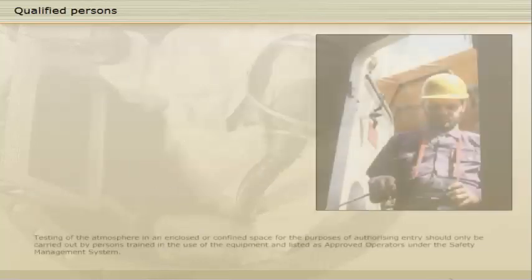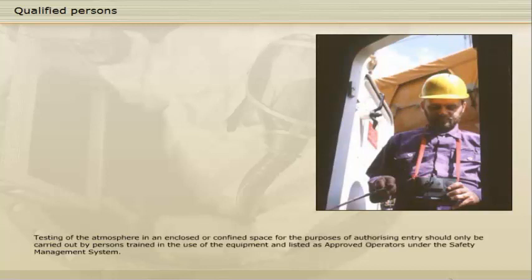Testing of the atmosphere in an enclosed or confined space for the purposes of authorizing entry should only be carried out by persons trained in the use of the equipment and listed as approved operators under the safety management system.